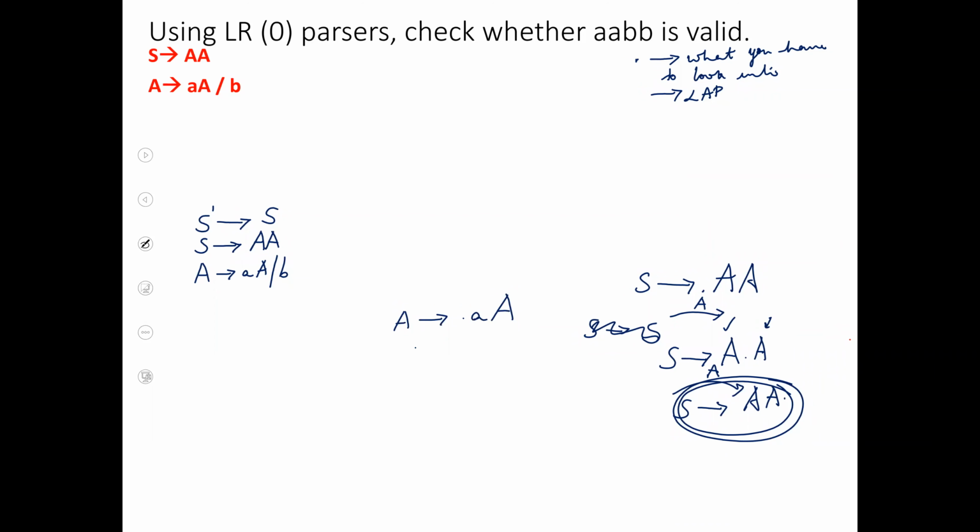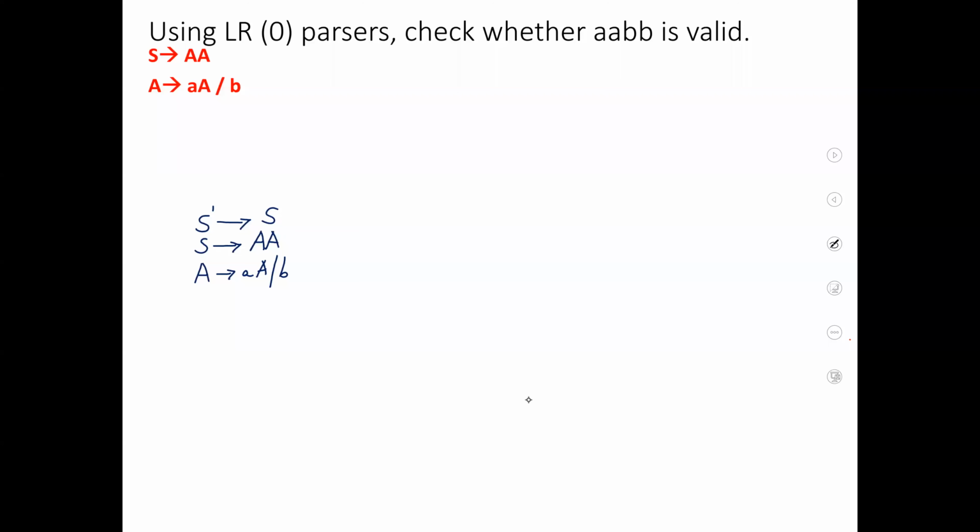Initially, my dot will be over here. Once I encounter a small a, my dot will move. It will become A dot A, which means I have a capital A towards the right of the dot, which means one more capital A I have to encounter. And once I encounter a capital A, I will reach A dot. The dot has traveled. And now, towards the right of the dot, I do not have anything, which means I have reached the final state. So this is what you mean by the dot operator. Let's start.